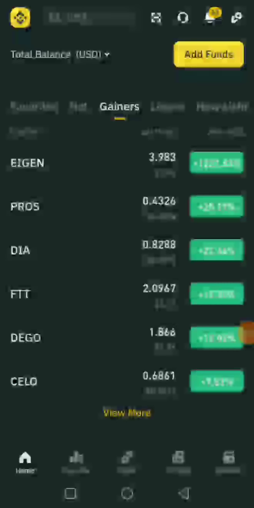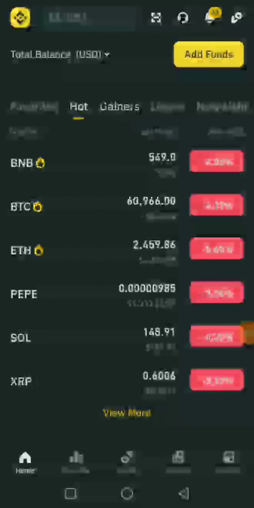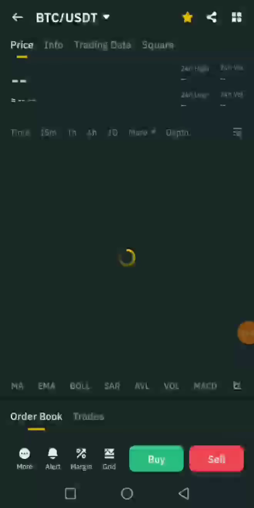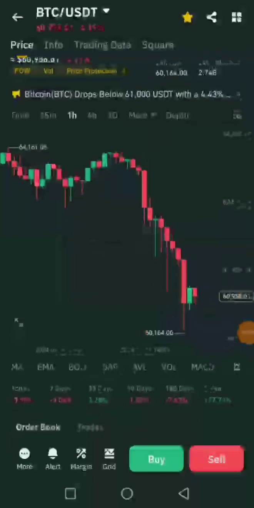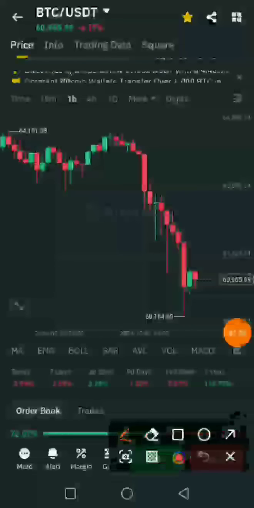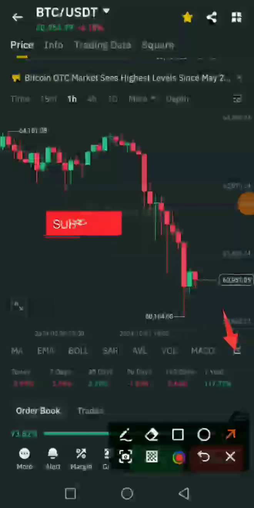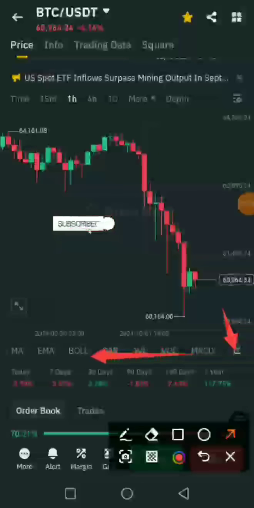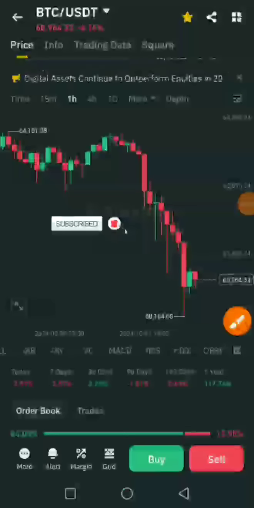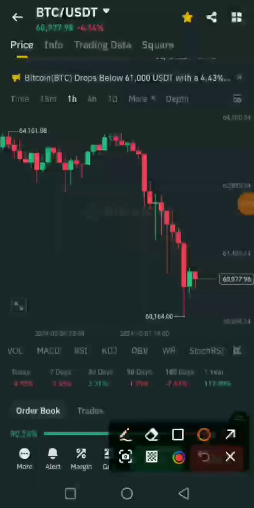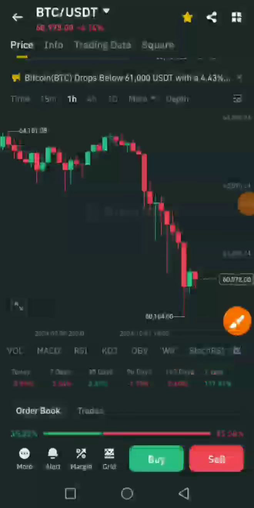Okay, the stochastic RSI can be found, let me go to the hot section, choose an asset, let's say BTC. So I just want to show you the stochastic RSI. When you get to this interface, all you have to do is to click on this place right here. If you don't want to click on it, you can just slide this list of indicators to the left like this. So you slide until you reach the ending. When you get to the end, you will see the stochastic RSI over here. So you tap on it.